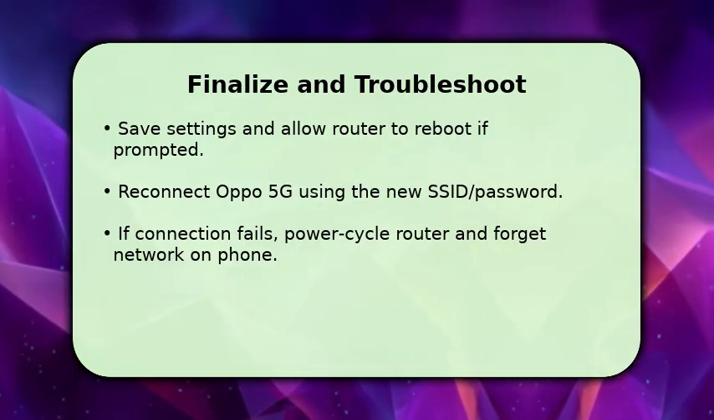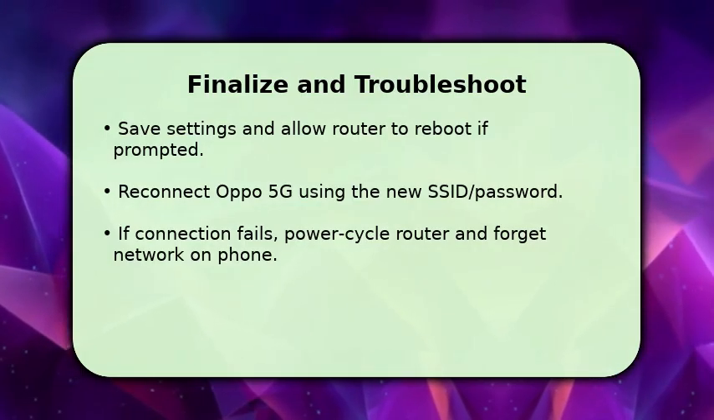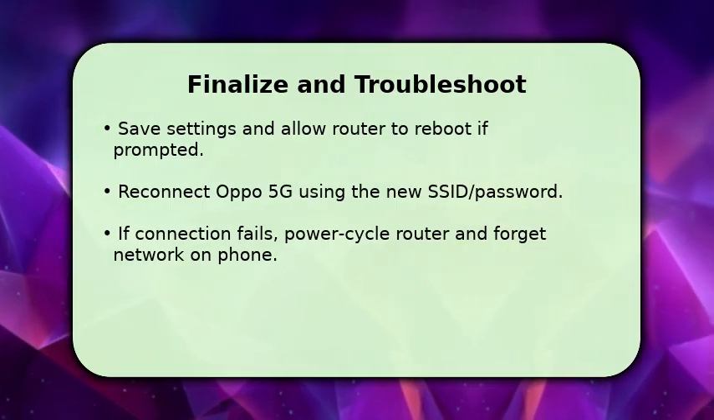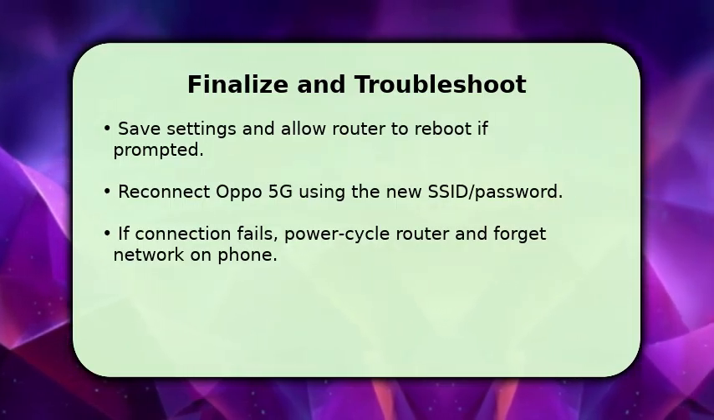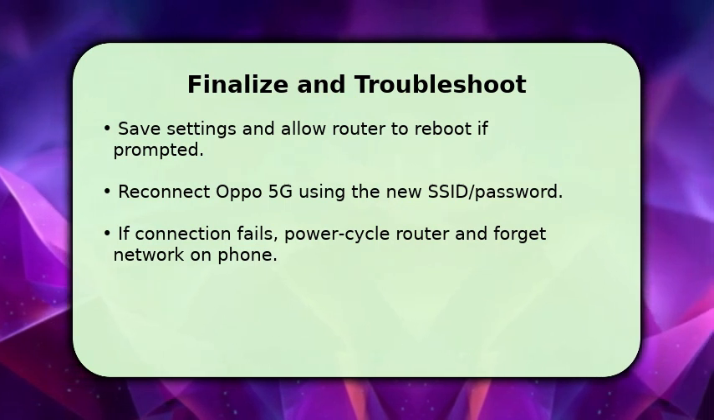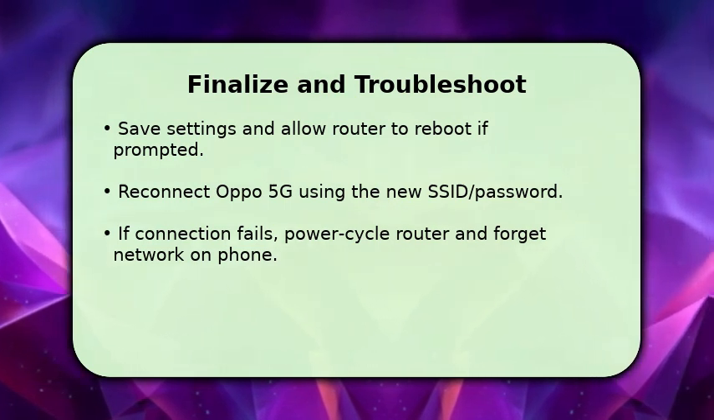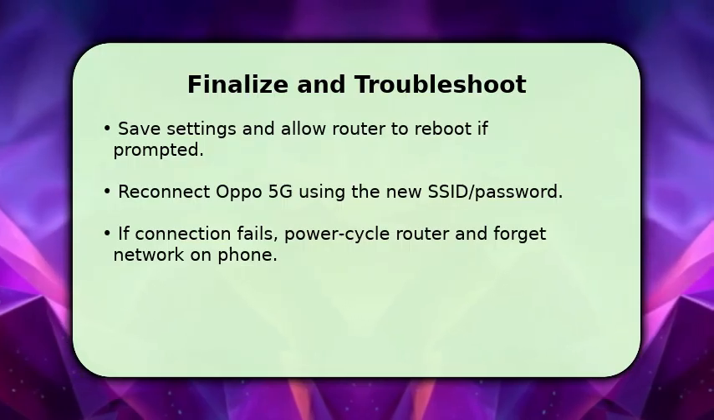If you can't connect, forget the network on your phone, restart the Oppo, and power cycle the router. That clears cached settings and resolves most mismatches. If still failing, double-check encryption mode and password spelling.